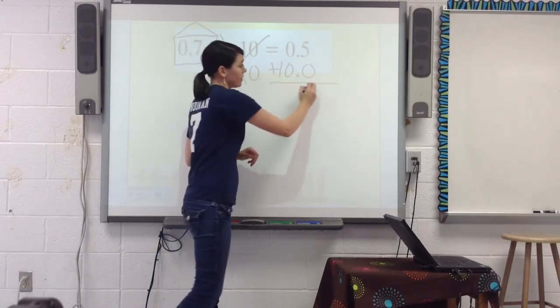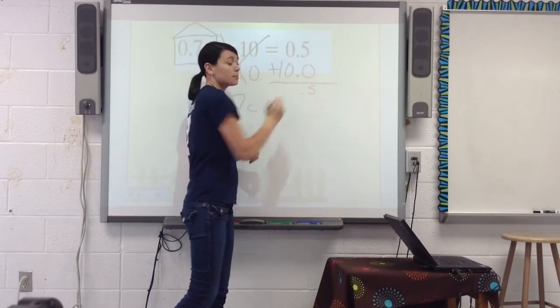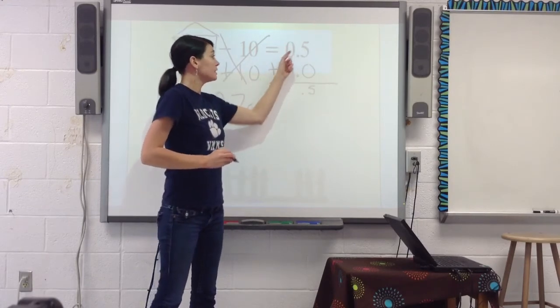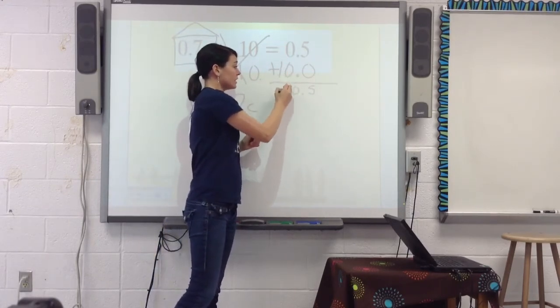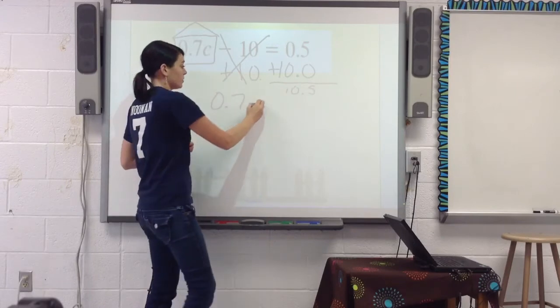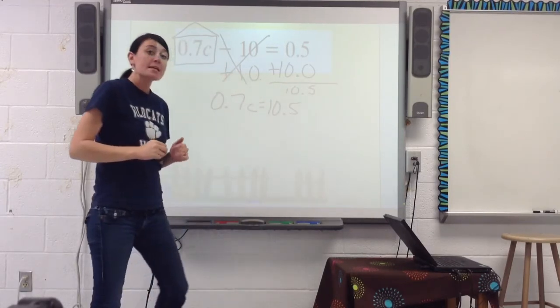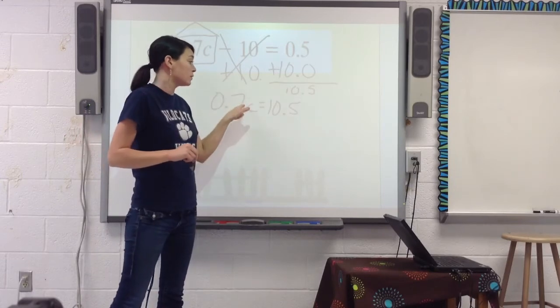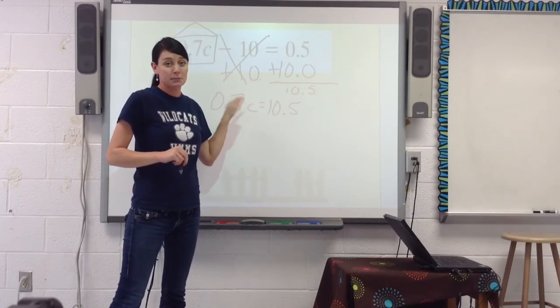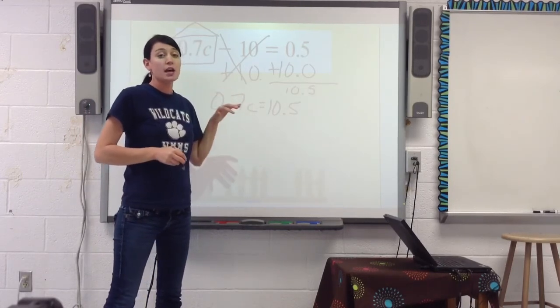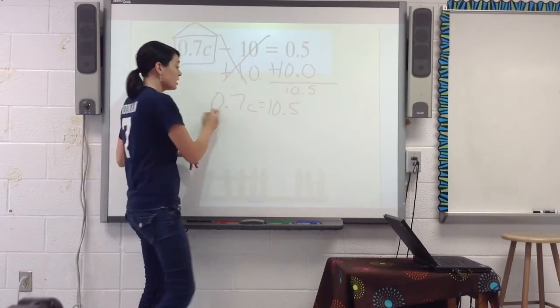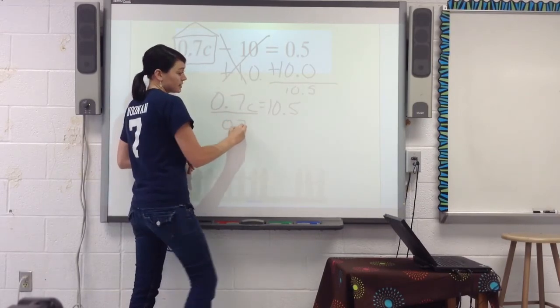5 plus 0 is 5. Bring that decimal point straight down. 0 plus 0 is 0, and then we still have that 1 to bring down. So we get our 10.5. 10 and 5/10. Okay? Next step, what's invisible but in between my 7/10 and my c is a multiplication sign. The inverse operation of multiplication is division, so I'm dividing by 7/10.